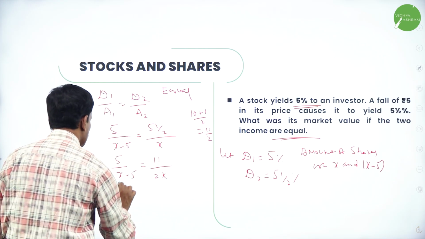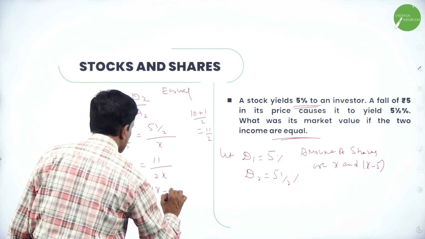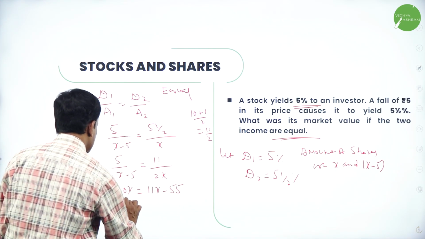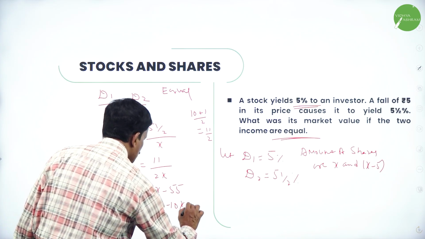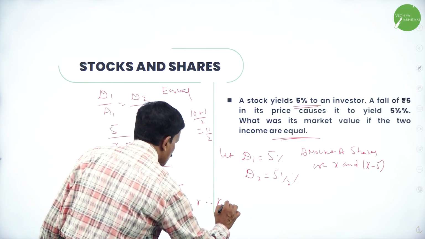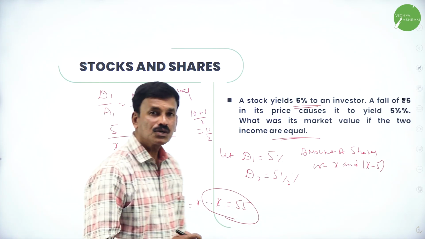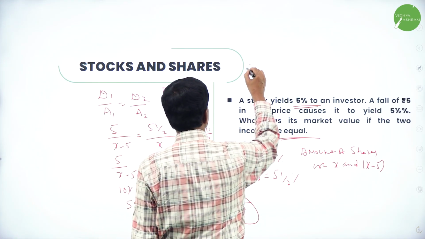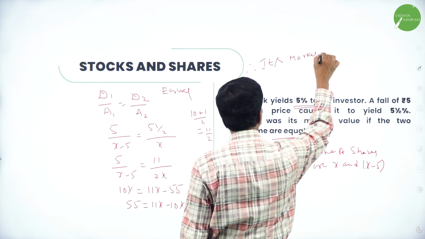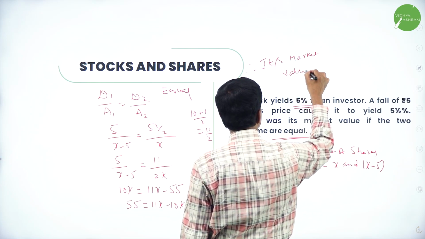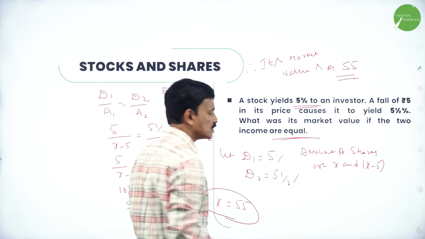Now cross multiply. 5 twos are 10x is equal to 11x minus 55. So transfer this, 55 is equal to 11x minus 10x, that's equal to x. So therefore x is equal to 55. That means its market value is rupees 55. That's it. Hope you followed.